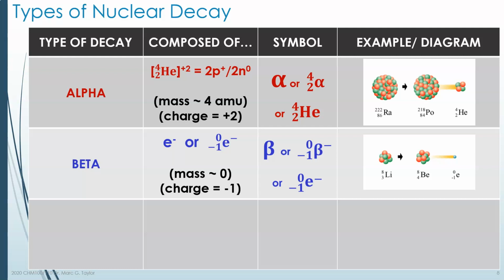But the important thing to remember is, if you add up the left and you add up the right atomic numbers, on the left we have lithium, which is 3. On the right we have beryllium, 4, plus a -1 from the beta particle. That also equals 3. So 3 equals 3. We're balanced between the two sides.